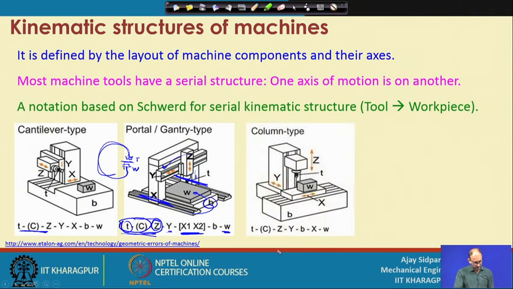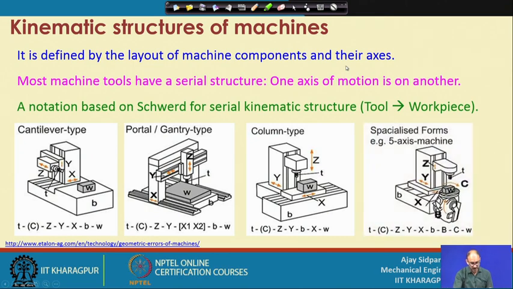This is the column type. Here also, tool, RPM and the Z axis are common, and then Z is connected with the Y. Now, here it is different. If you see here, Y to X, everywhere Y to X, and then it is on the B. Here, Y is going to the B, because Y is connected with the base and the X axis is mounted on the base. So there is a shifting or interchange of the X and B positions, and from X you put the workpiece on the top. So that is another way.